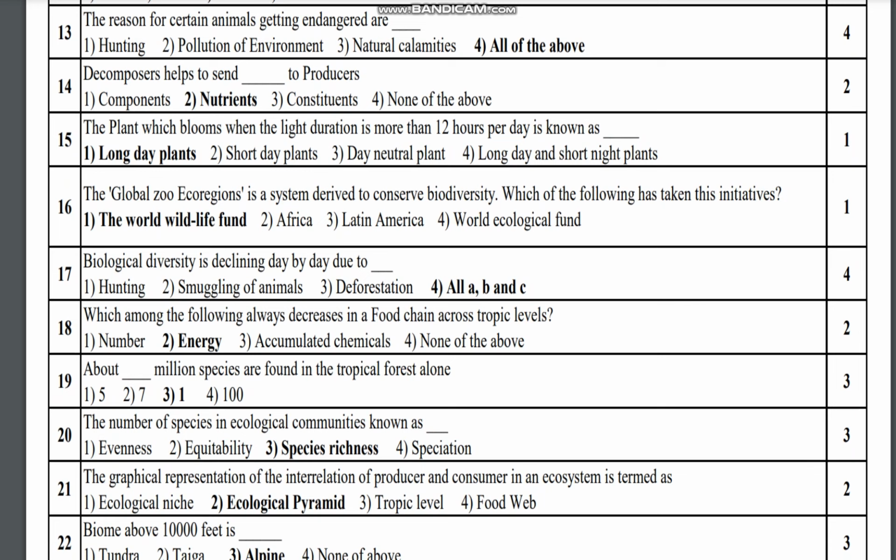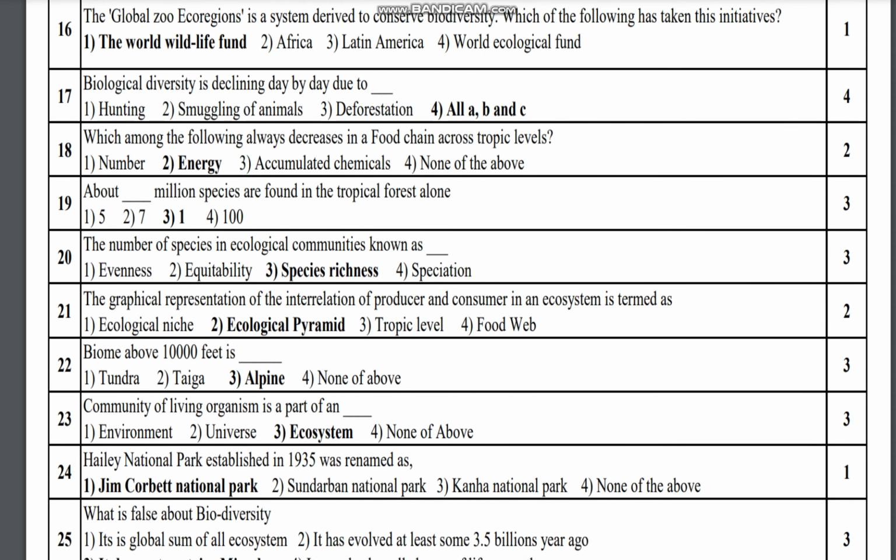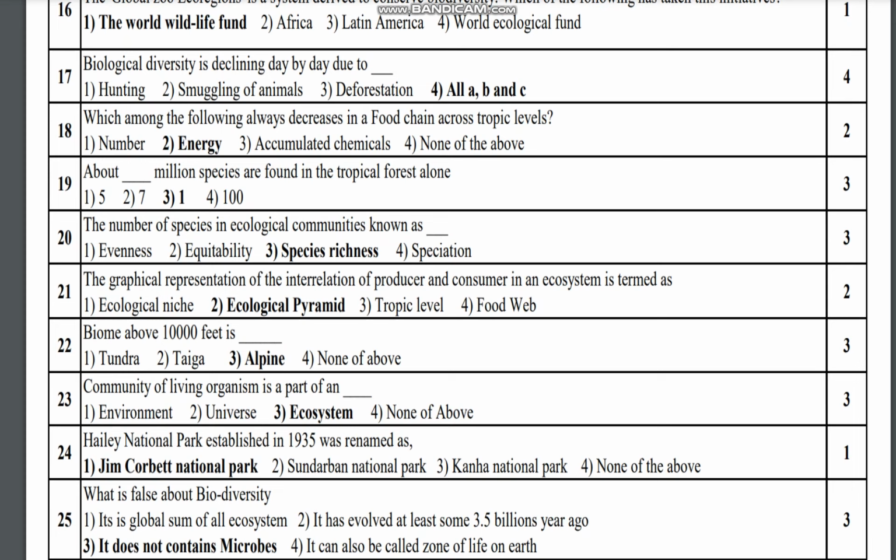Question number 15: the plant which blooms when the light duration is more than 12 hours per day is known as long day plants. Question number 16: the Global 200 ecoregions is a system derived to conserve biodiversity. Which of the following has taken this initiative? The World Wildlife Fund. Question number 17: biological diversity is declining day by day due to hunting, smuggling of animals and deforestation.